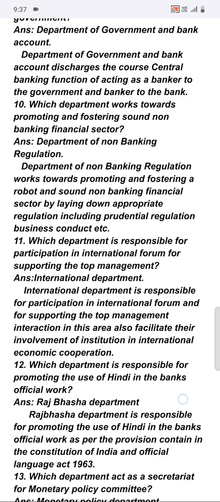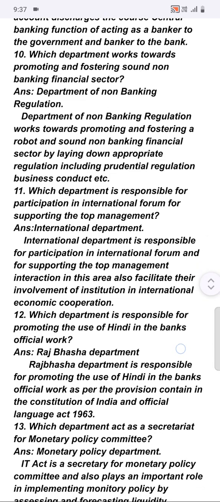Question number 11. Which department is responsible for participation in international forums and for supporting the top management? Answer is International Department. International Department is responsible for participating in international forums and for supporting the top management interaction in this area, which also facilitates the involvement of the institution in international economic cooperation.